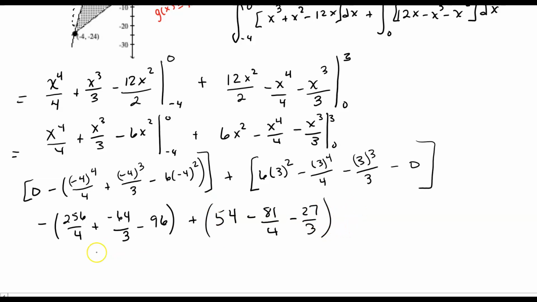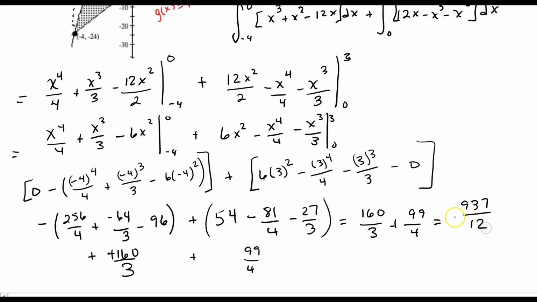All right, this right here gives me negative 160 over 3, I believe, so that makes for positive, right? And then this combination over here is 99 over 4. And so we add those two, 160 over 3 plus 99 over 4. You can do that. I'll leave you to the trivial math there. And then you get something like this, 937 over 12. Okay, so not much to it here. Not much to it at all.